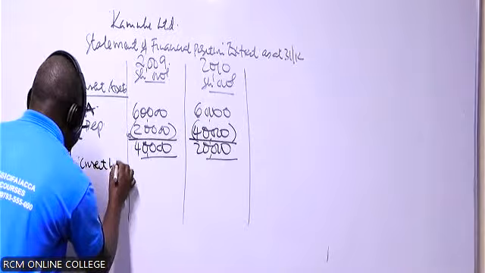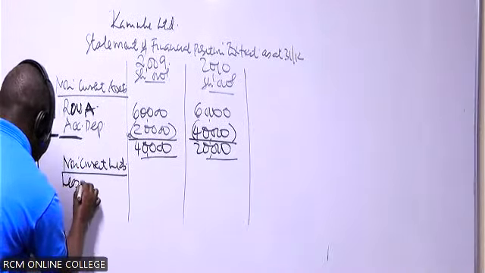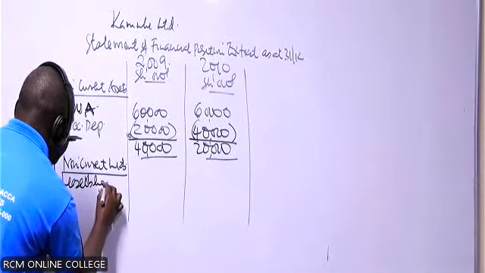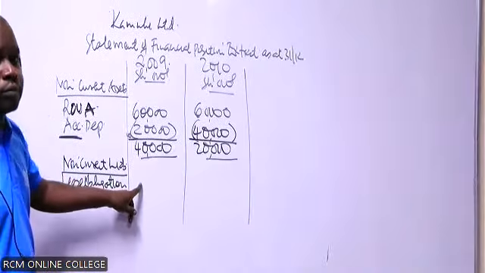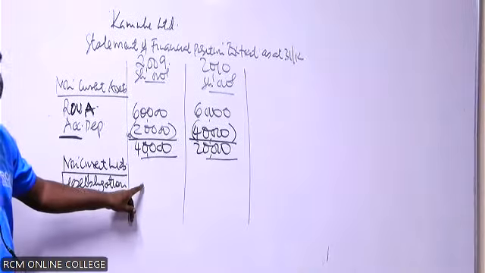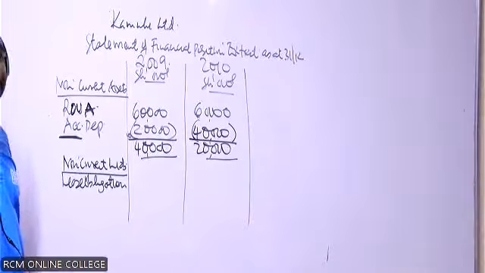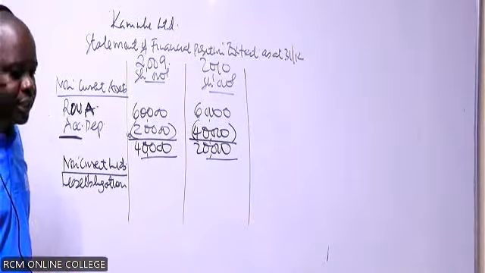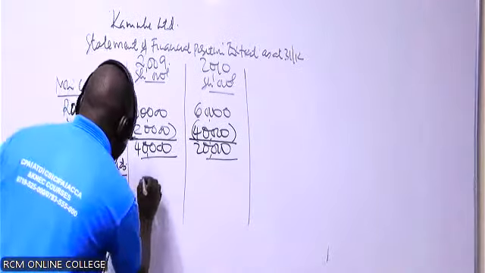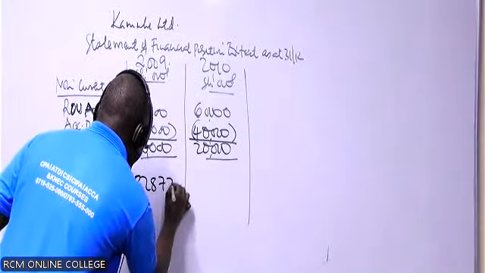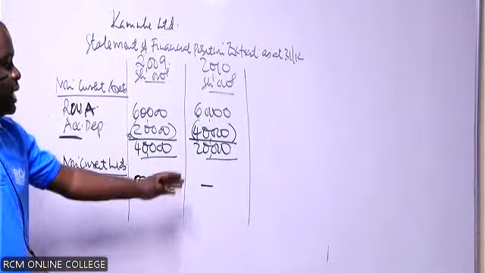Non-current liabilities. So you have the lease obligation. The lease obligation, of course, you only have for the first year. Ilikuwa inakuja ngapi? Tulikuwa tumeidentify ilikuwa 22,872. Hapa hatuna. In the third year hakuna kitu.